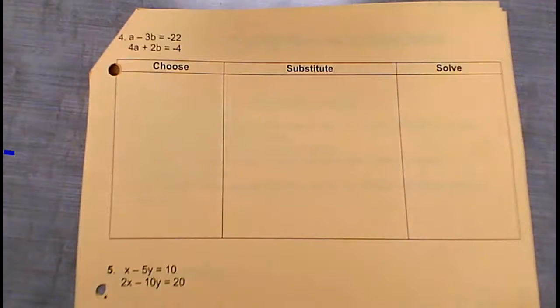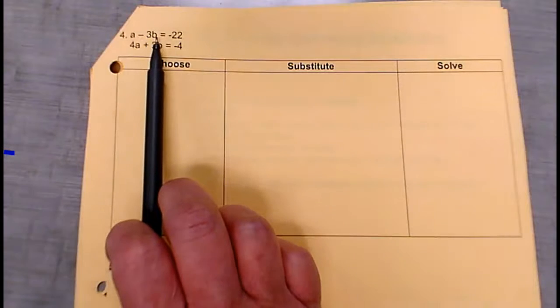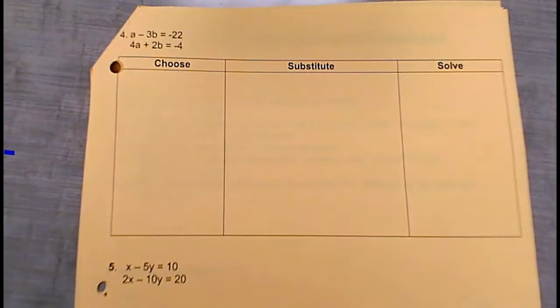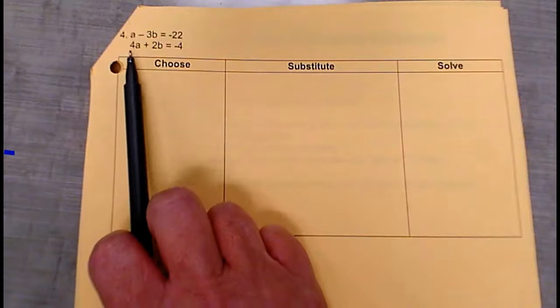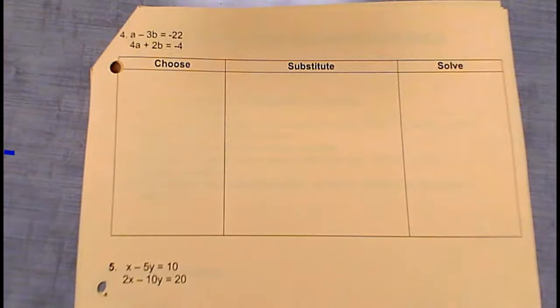Okay, the first problem, number 4, is A minus 3B equals negative 22. The second problem is 4A plus 2B equals negative 4. Now, the problems you did with graphing all had X's and Y's in them. And when you solve by graphing, you're trying to find an intersection point.